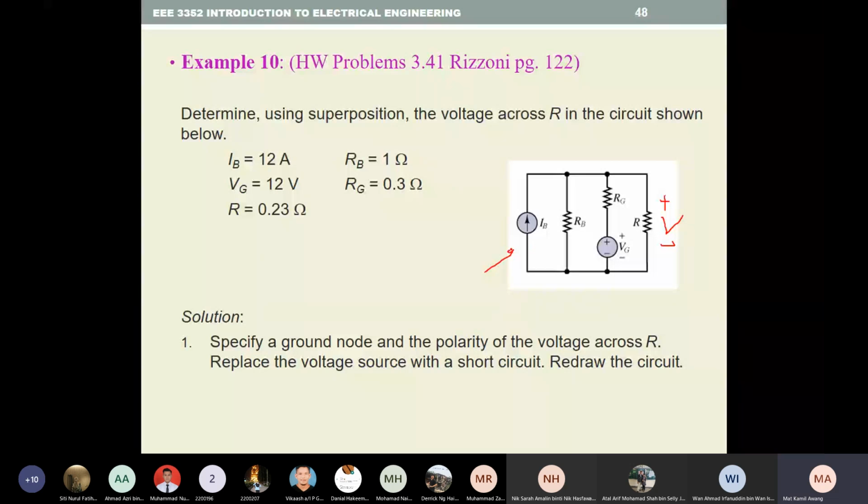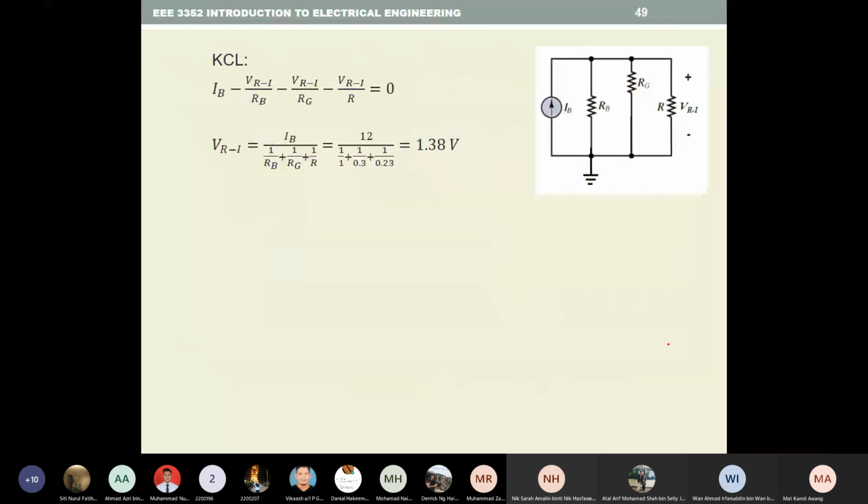So you have to turn off this voltage source. How to turn it off is basically using the short circuit. Then you draw the circuit. So this is the circuit you draw. This is what happened.